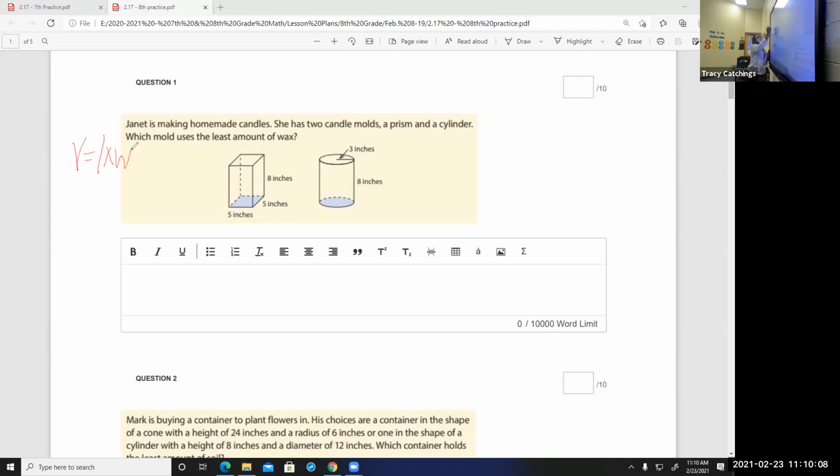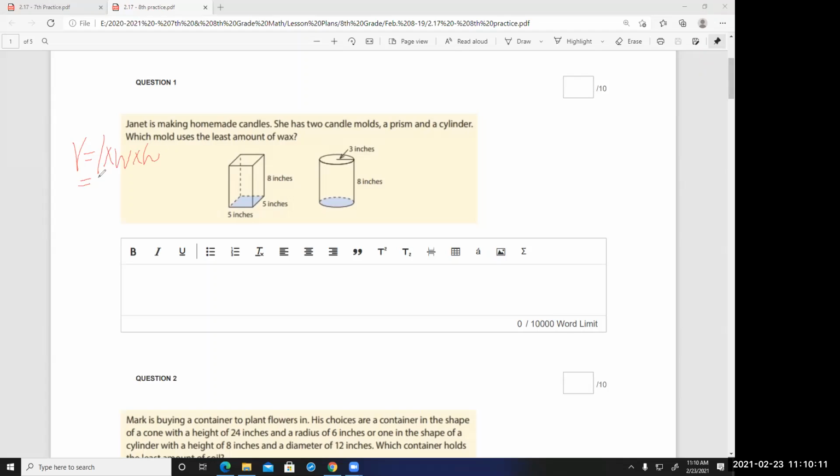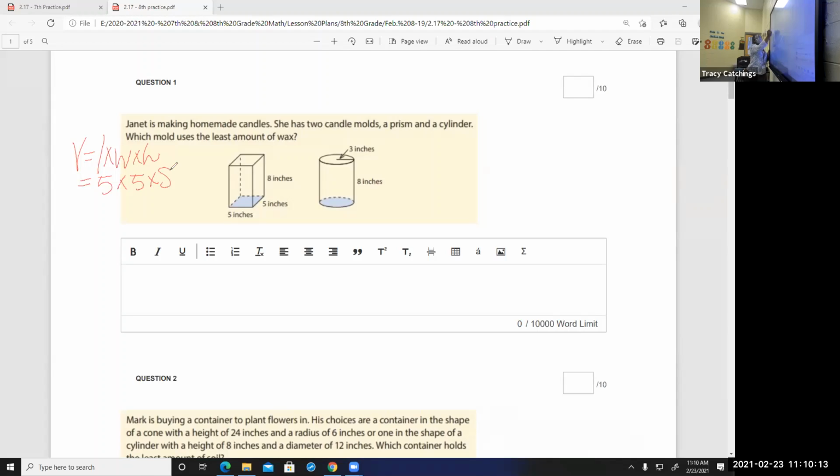Good. What's the length? What's the width? What's the height? 5 times 5, 8 quarters. So this will be 200 cubic inches. All right, the second one, they gave us a cylinder. As always, start with their formula. That's the one that's pi r squared times the height.